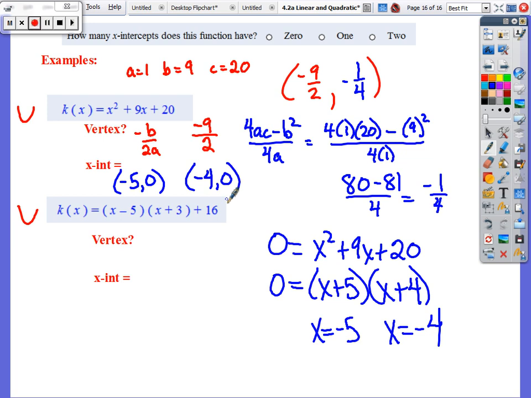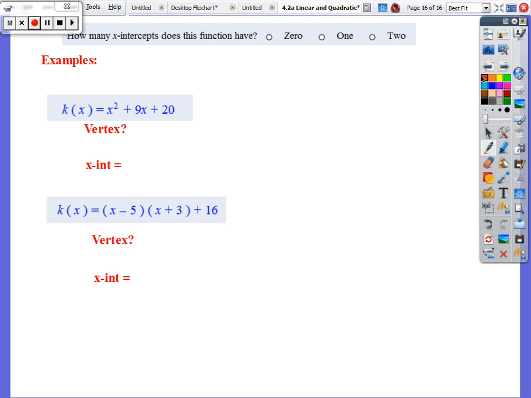Taking a look here at the case of f of x equals x minus 5 times x plus 3 plus 6. What's our vertex? Well, we got some work to do. I'm going to go ahead and erase all this stuff. So again, hopefully you have it down. If not, pause it and write it down. Then we get you caught back up.